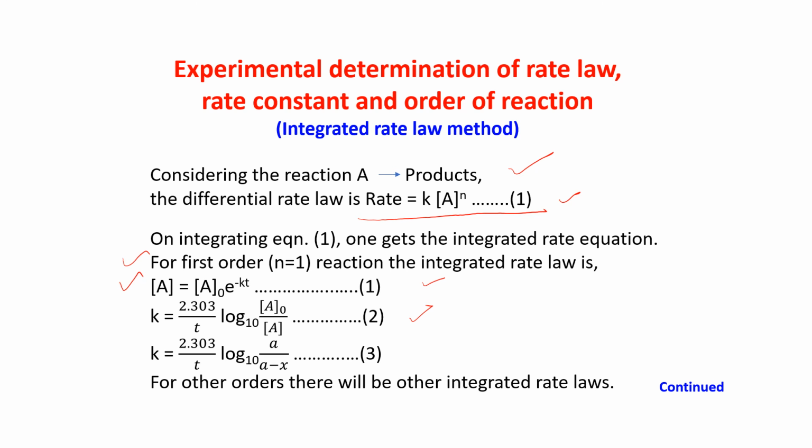This also we can write as k = (2.303/t) log10(a/(a-x)). That is the third one. This all we have seen. For other orders, there will be other integrated rate laws. So as I told you, these are the integrated rate laws for the first order reaction. If you have to do any calculation, you can take these equations and find the value of k from them.